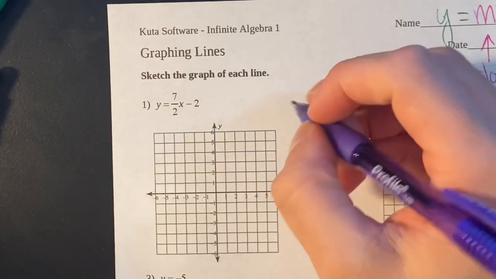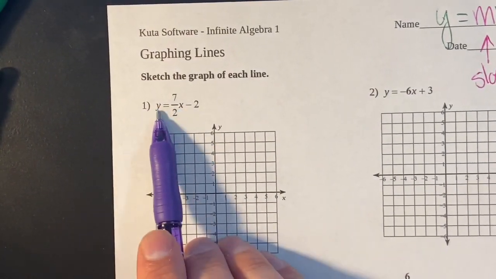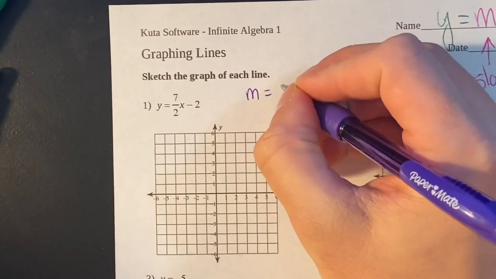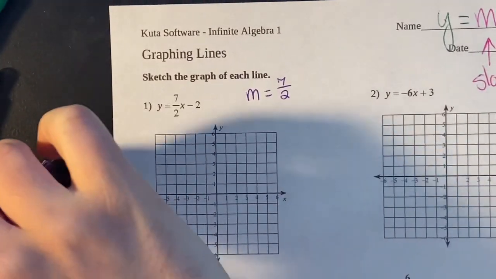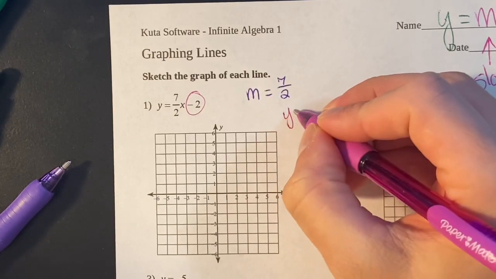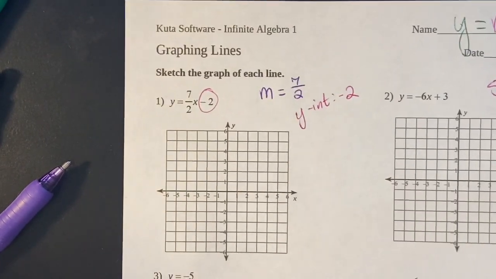Y equals 7 over 2x minus 2. Is this in slope-intercept form? Yes, y is all by itself, which means the number in front of x is 7 over 2. That's my slope. The number floating around all by itself, negative 2, is my y-intercept. I don't know why I didn't put b, but it's too late.